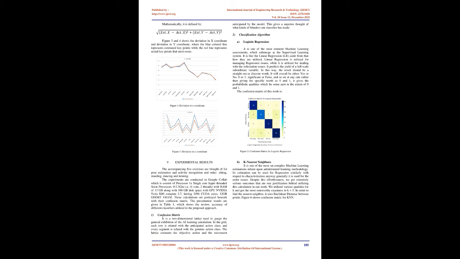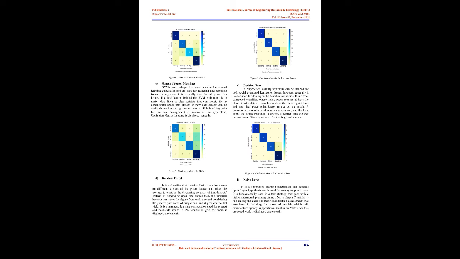Experimental results. The accompanying 5 exercises are thought of for pose estimation and activity recognition in order: sitting, standing, dancing and running. The experiments are conducted in Google Colab, which consists of 1x single-core hyper-threaded Xeon processors at 2.3 GHz, i.e., 1 core, 2 threads, with RAM of 13 GB along with 100 GB disk space, with GPU NVIDIA Tesla K80 Compute 3.7, having 2496 CUDA cores, 12 GB GDDR5 VRAM.